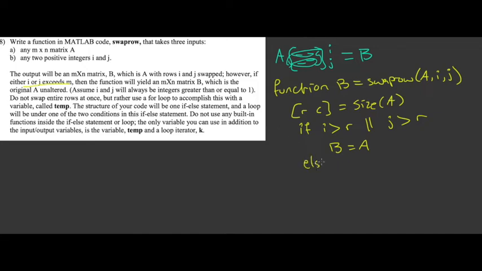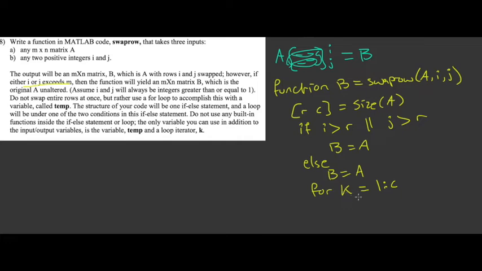Then else, so if both of these are fine, then we can start doing our for loop. So first I want to pre-allocate B to A. So I want to get the matrix in first before I even do anything to it. Then I'm going to start my for loop where I'm going to use my iterator K. I'm going to go 1 through columns. So I want to do all of the swapping through every single column. Because if we have, for example, row 2 and row 3, and we're swapping columns 1 through everything, we're going to swap those entire rows, and that's exactly what we want.